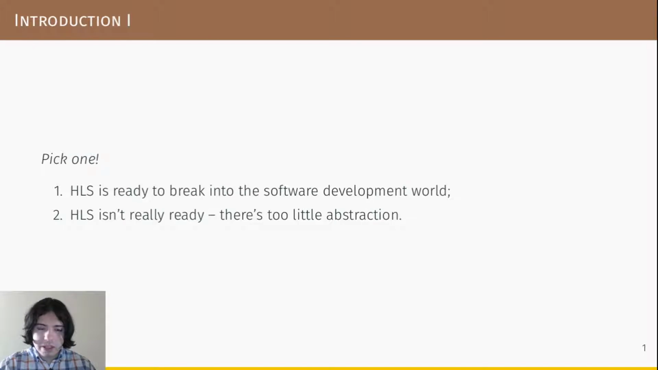First of all, we'd like you to pick between these two perfectly reasonable options. One is, HLS is ready to break into the software development world, or two, HLS isn't really ready because there's too little abstraction. You still need too much knowledge of the underlying hardware.